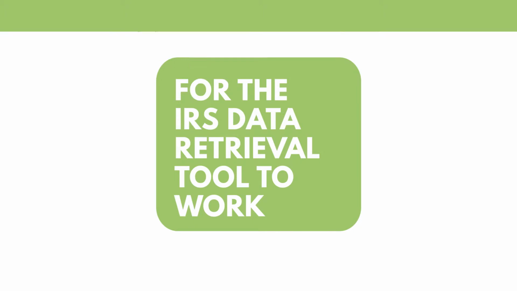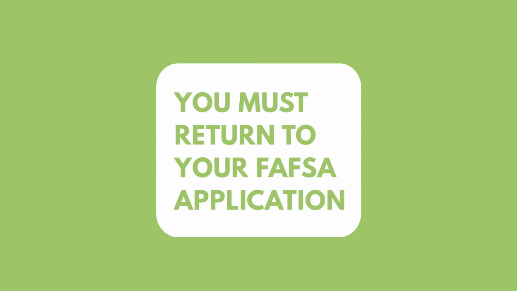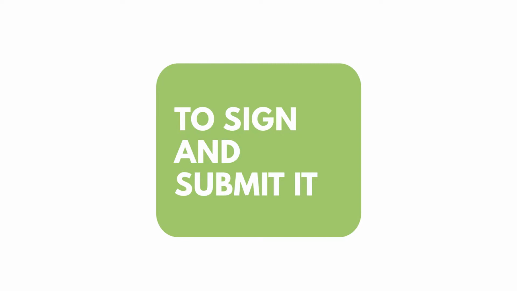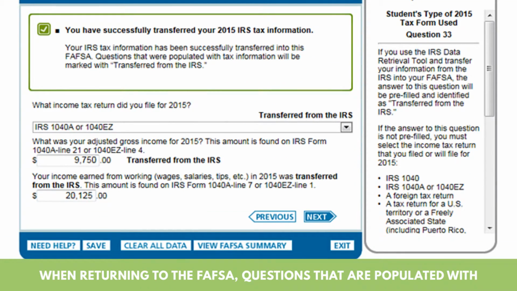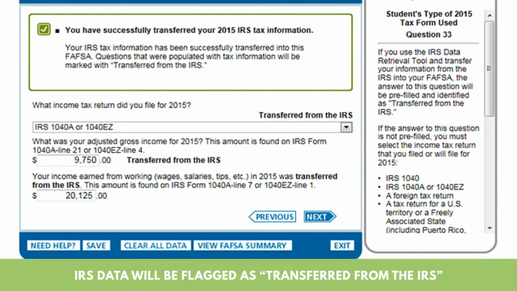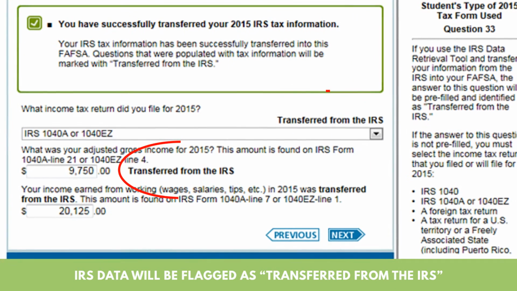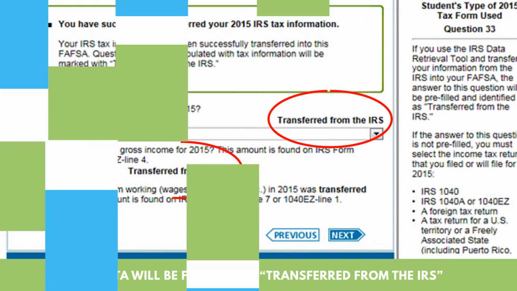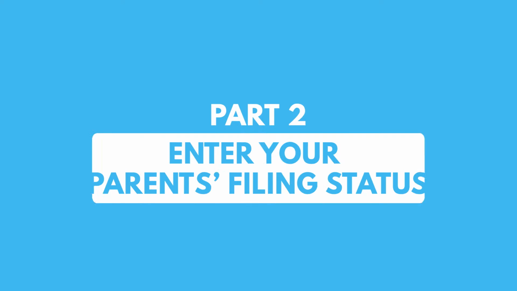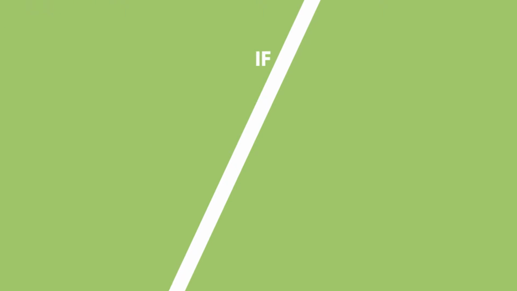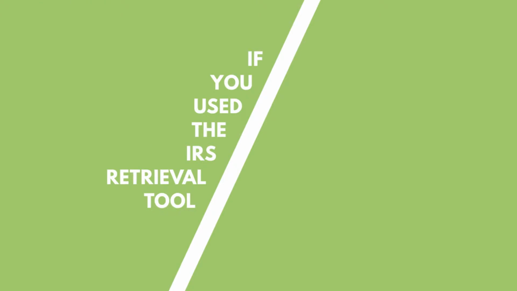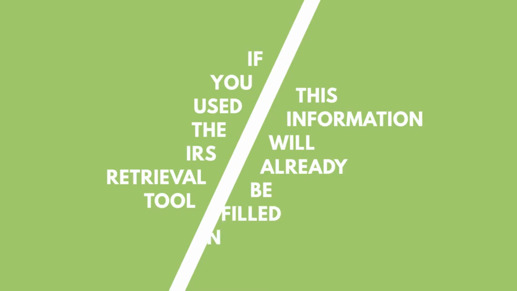7. For the IRS data retrieval tool to work, you must return to your FAFSA application to sign and submit it. When returning to the FAFSA, questions that are populated with IRS data will be flagged as transferred from the IRS. Part 2. Enter your parents' filing status. If you use the IRS retrieval tool, this information will already be filled in.